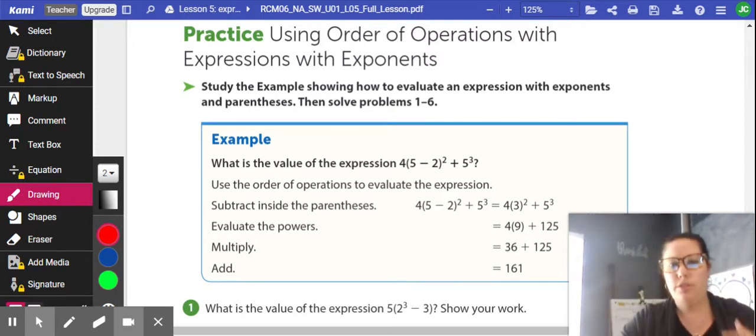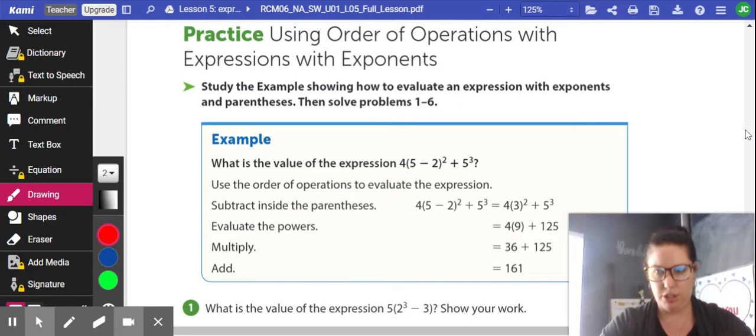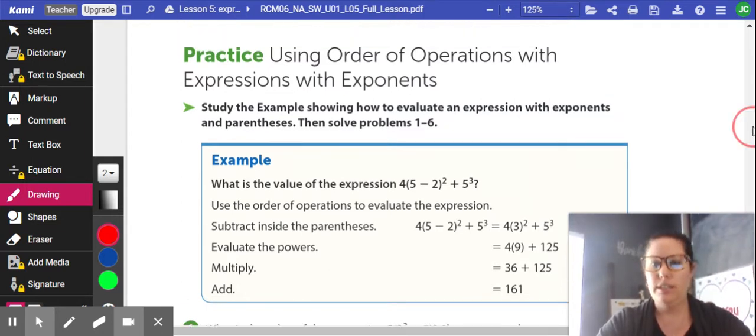So as we're going through these, some of them say to evaluate, which means to solve, so we are going to solve these expressions. So here they give you an example where they ask you what the value of the expression is, meaning they want you to evaluate or to solve. So let's move down.